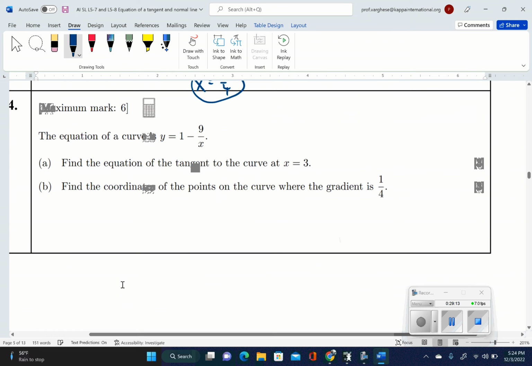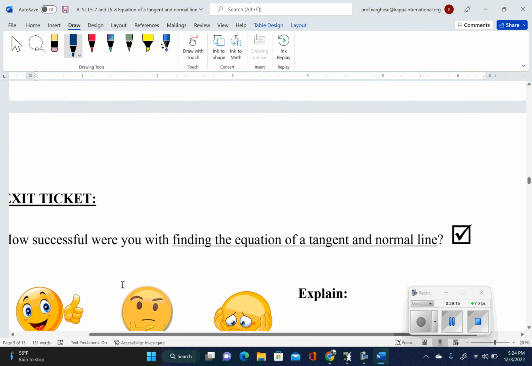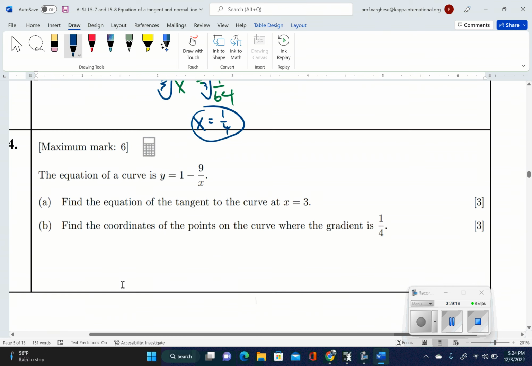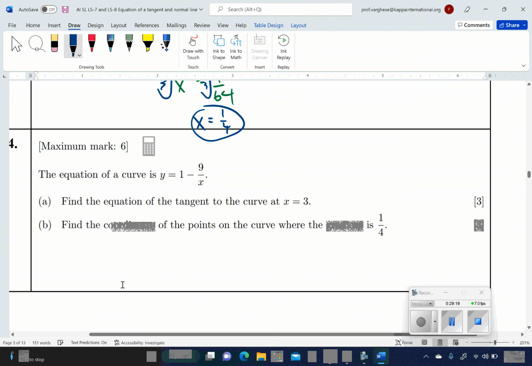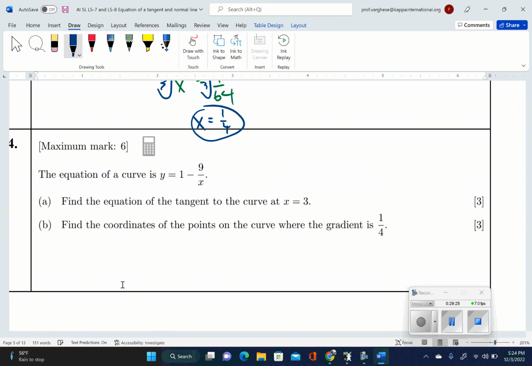All right, this should be getting kind of repetitive. Oh, our last question. Oh, that was quick. So we have the equation of a curve. And the next thing that we're going to do is find the equation of the tangent to the curve. Before we can do that, let's find out what y is going to equal.